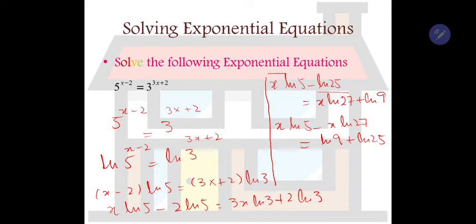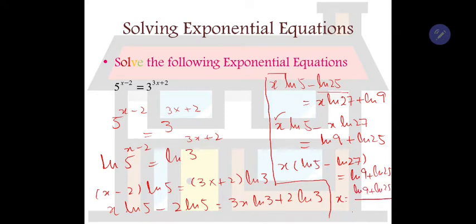Now from the left hand side, if you take x as a common factor, then you're going to have x times (log 5 minus log 27) equals log 9 plus log 25, which will eventually become x equals (log 9 plus log 25) divided by (log 5 minus log 27). And now you can use your calculator to answer this question.